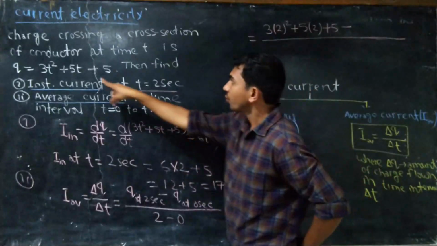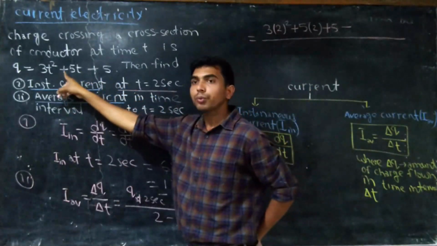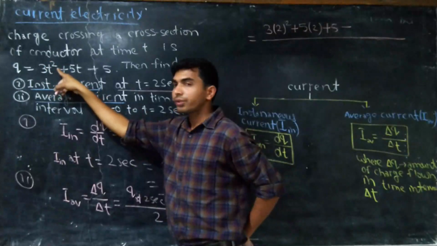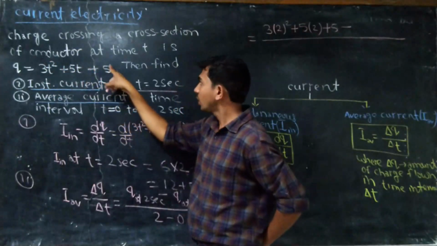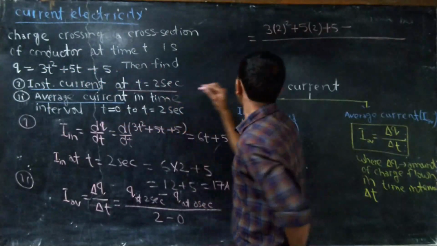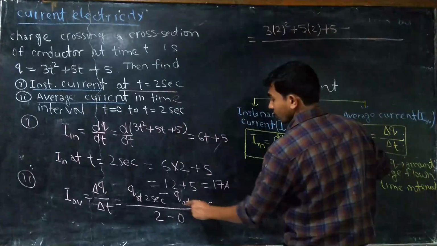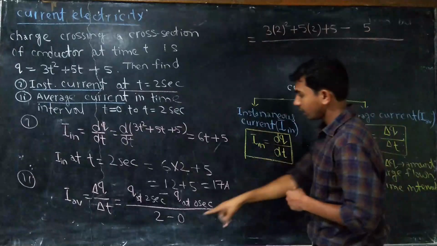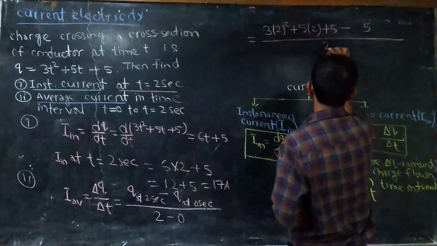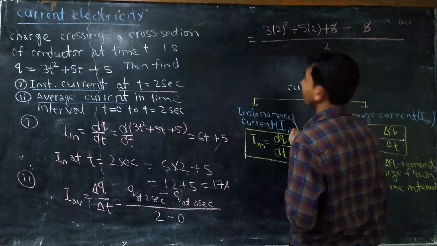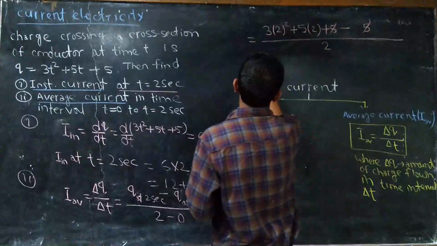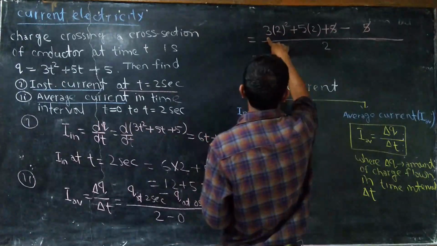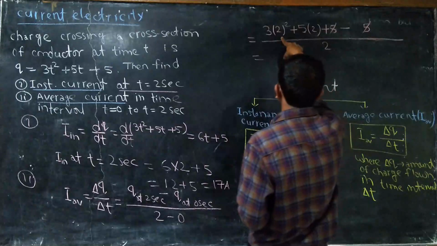That means in place of t we have to substitute 0. So this becomes 0, this becomes 0, and only 5 will come. So at t equals 0 seconds, the charge is 5. And here 2 minus 0 is 2. So this 5 cancels, and finally we have 3 into 12 plus 10.